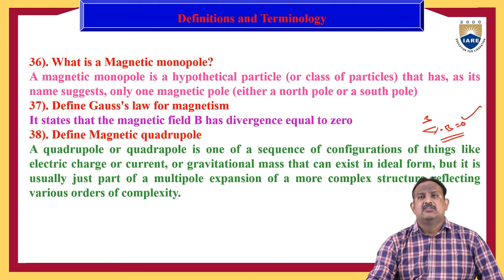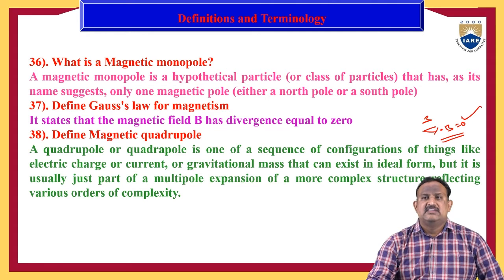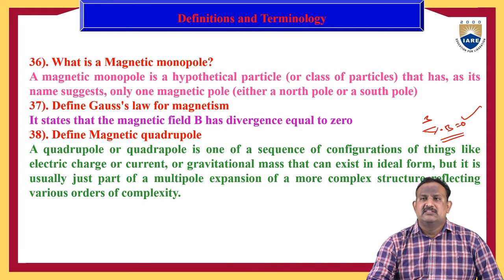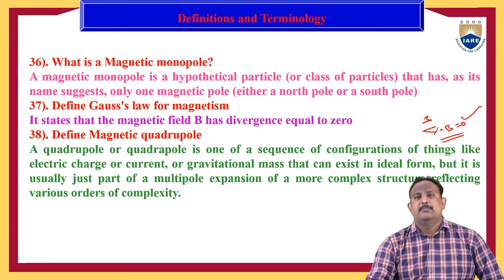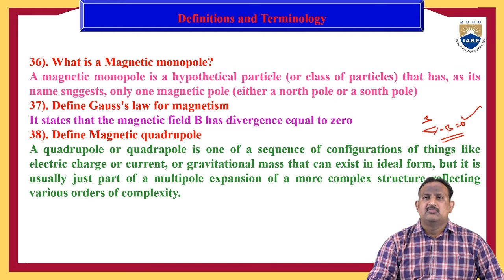Define magnetic quadrupole. A quadrupole is one of a sequence of configurations of things like electric charge or current or gravitational mass that can exist in ideal form. But it is usually just a part of a multipole expansion of a more complex structure reflecting various orders of complexity, which is known as a magnetic quadrupole.